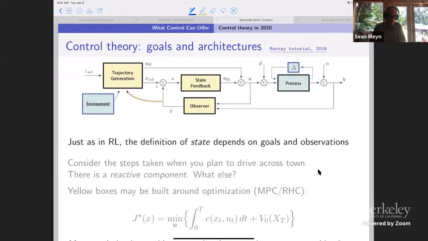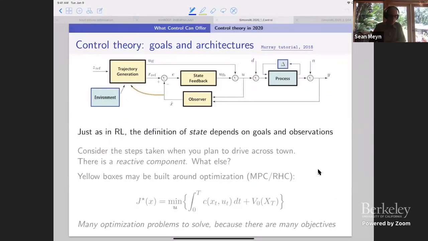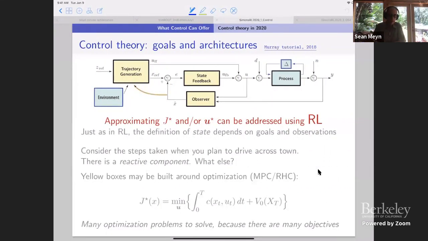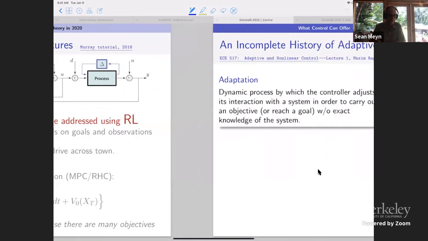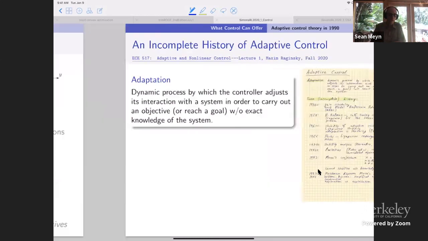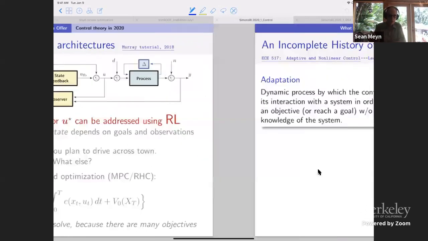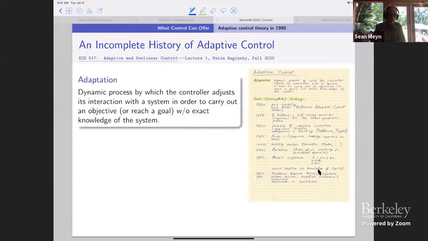Let's see. What else do I want to say there? Okay, so you can see that there's an RL connection, but let's not go there yet. Let's say a few more things. So adaptive control has exactly the same obsessions as we do. I haven't worked in adaptive control since forever, but they want to do this. They want to solve this optimization problem, but maybe with only partial model information.